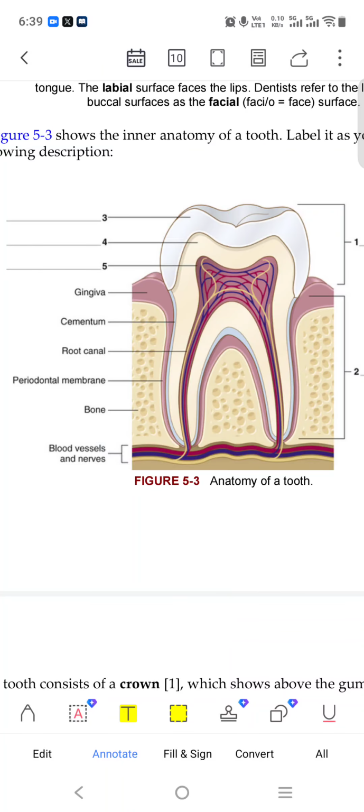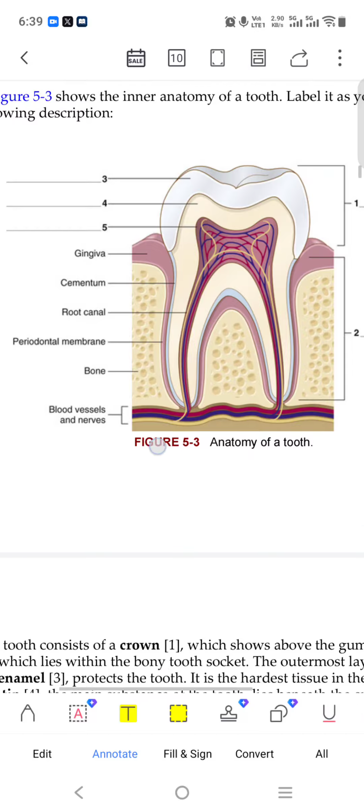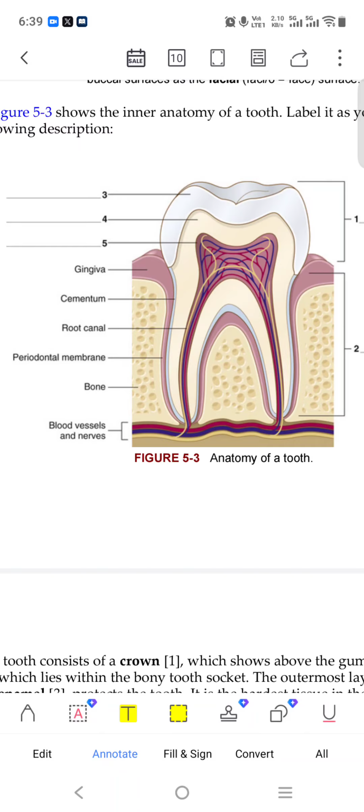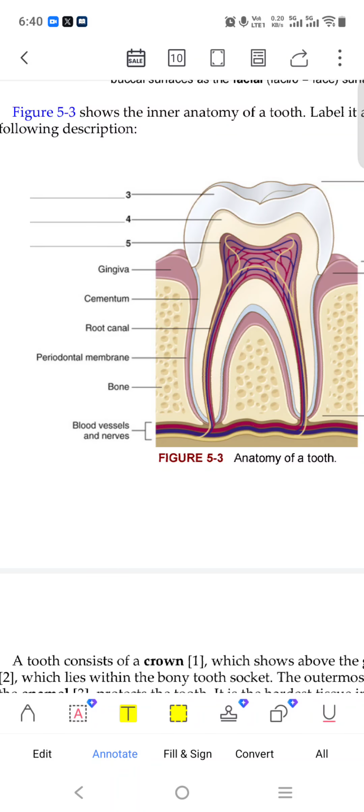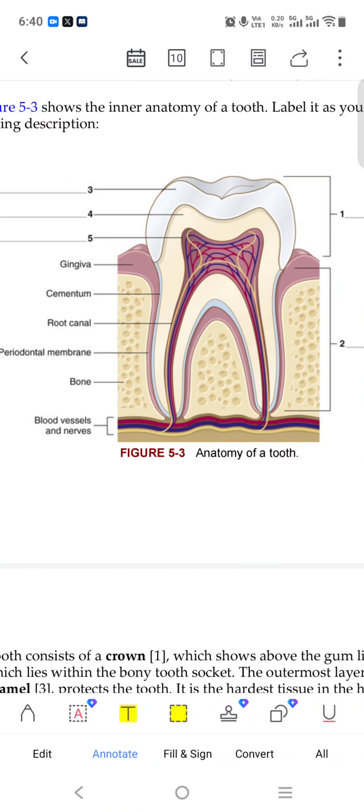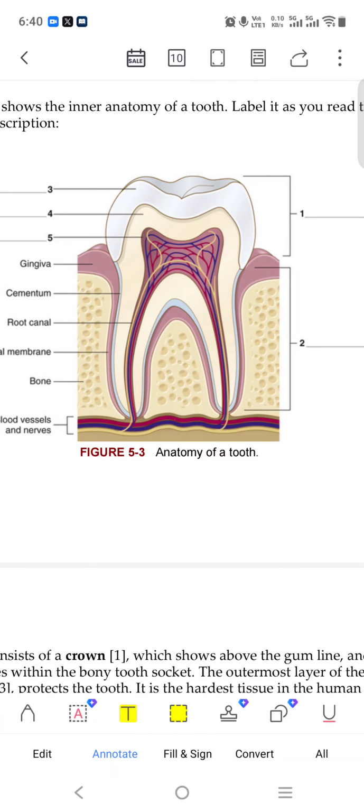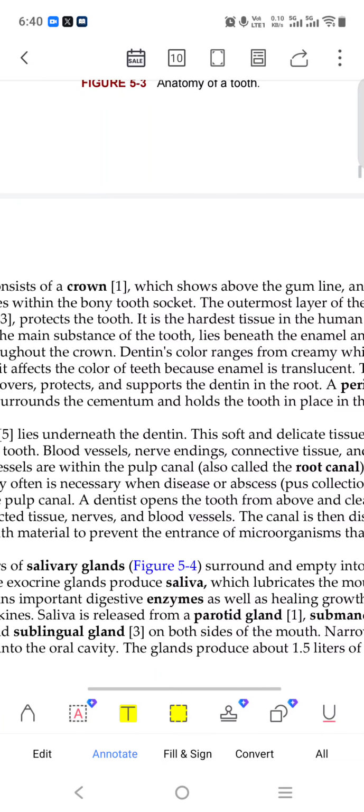Okay, cementum. It is cementum, the hard area. Root canal. It is like the inside of that tooth. The root canal is carrying the blood and all things to the inside of the tooth. The root canal is made up with the help of nerves. Periodontal membrane is given, the surrounding area. Bone is given. Blood vessels and nerve systems are at the base of this tooth. Okay, same thing given in this.